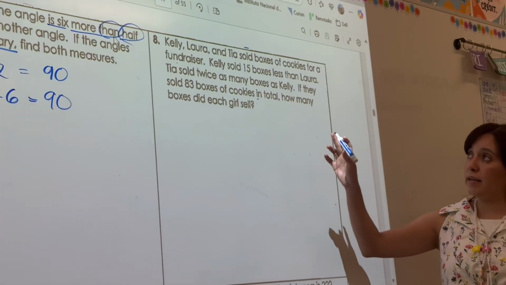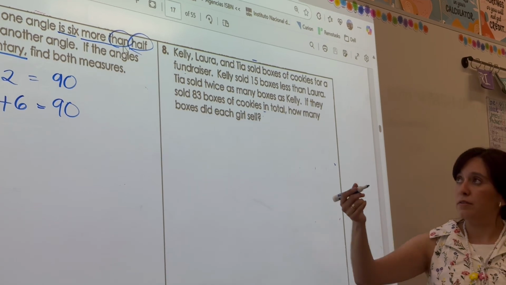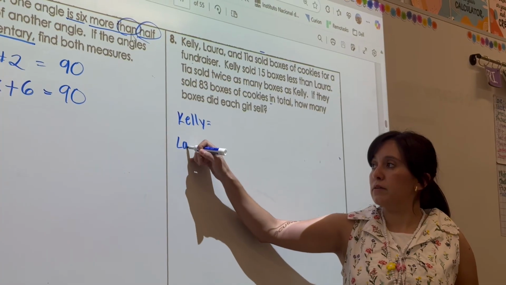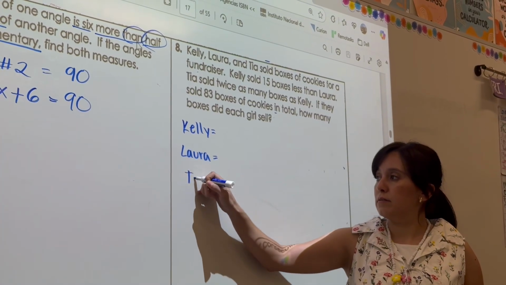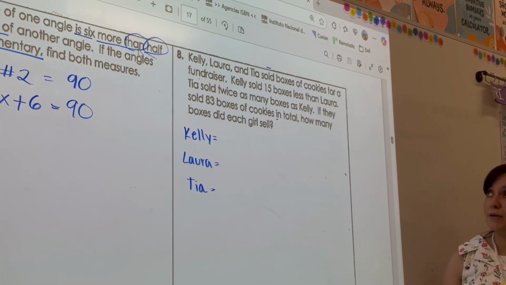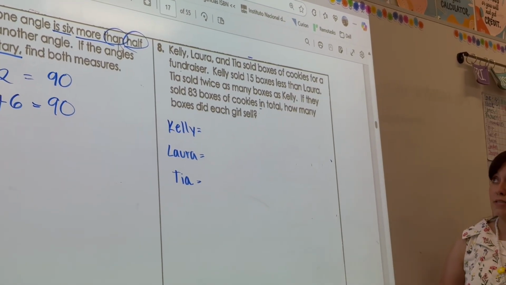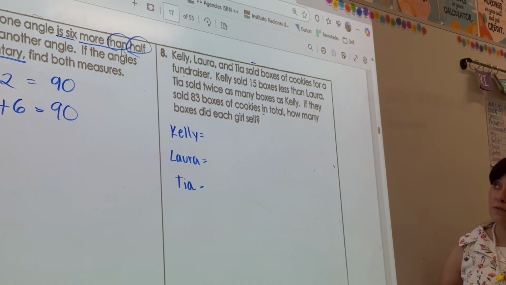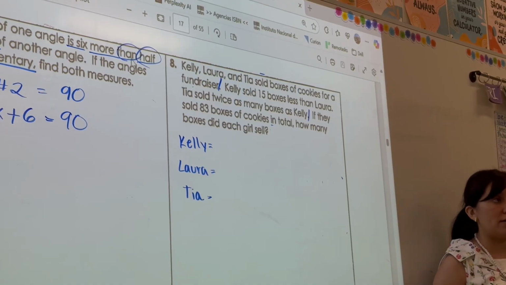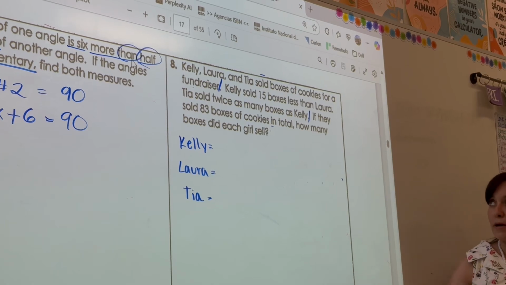It says Kelly, Laura, and Tia sold boxes of cookies for a fundraiser. So I'm going to put Kelly, Laura, and Tia. Kelly sold 15 boxes less than Laura. Tia sold twice as many boxes as Kelly. If they sold, I'm going to stop there. Who is the person that is better for us to put x? Almost always the person that sells the least, okay? That is Laura.